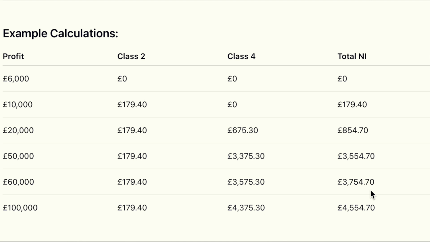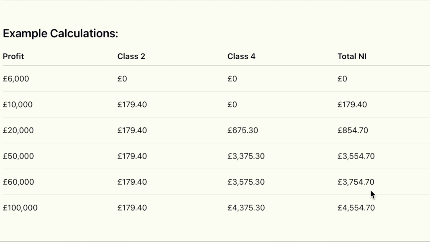To show you an example that I've got here, you can see below your profit level to start paying Class 2, you pay 0. You pay no Class 4 either, so your total NI is 0. You'll see as you slowly go up, because of the bands, at the £10,000 profit level you'll pay Class 2, but you won't pay Class 4 because you're not above the £12,270 threshold in order to pay that.